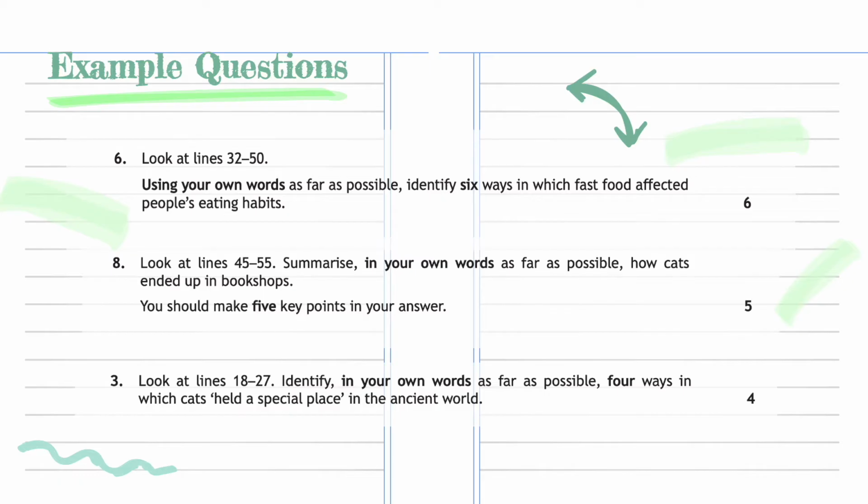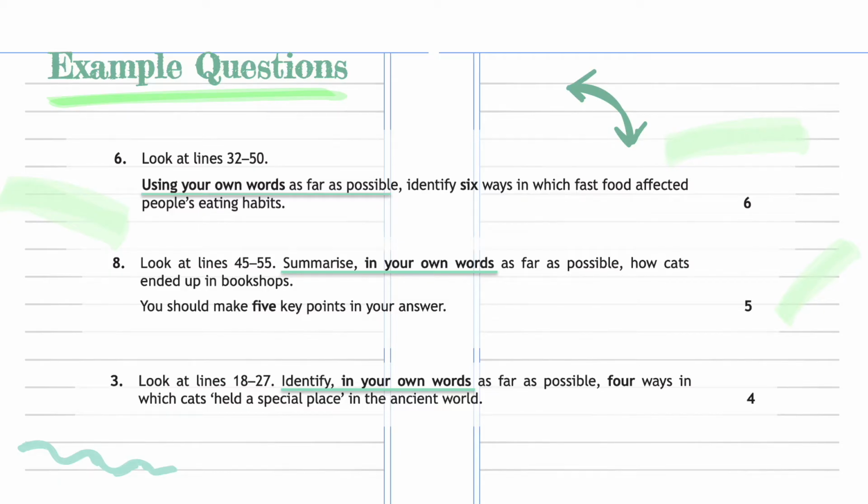So example questions, I put 3 up on here already. If you want to have a look through them, these are from past papers throughout the years. They differ slightly, but every single one of them has something in common. You will see that each question has the phrase in your own words. So you're going to summarise, identify, using your own words, it doesn't matter. It will have in bold in your own words for National 5.